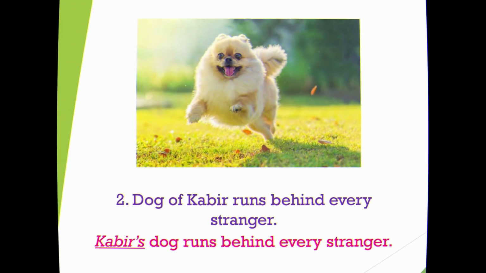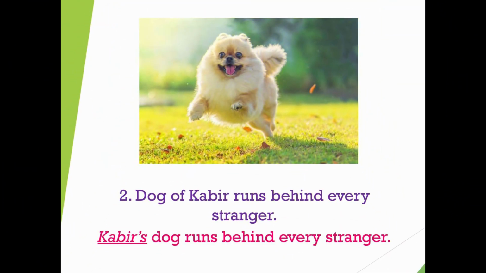Dog of Kabir runs behind every stranger. Here I am showing the ownership or belonging of dog in relation to Kabir. So I have said Kabir's dog runs behind every stranger. So here Kabir's. So I hope that this is clear to you.